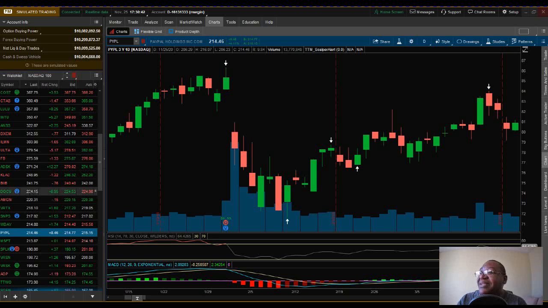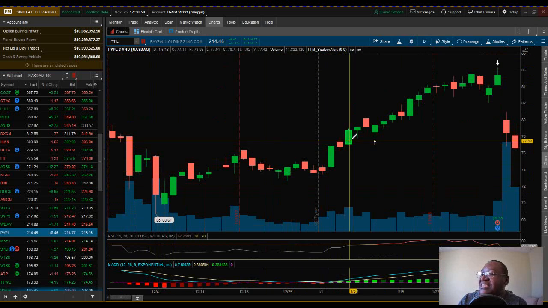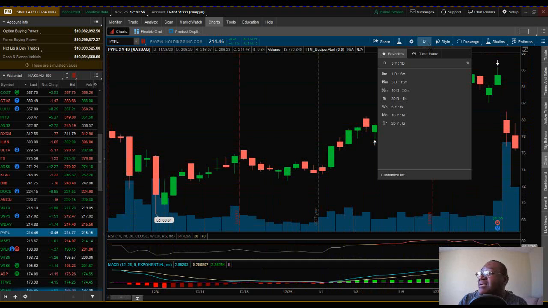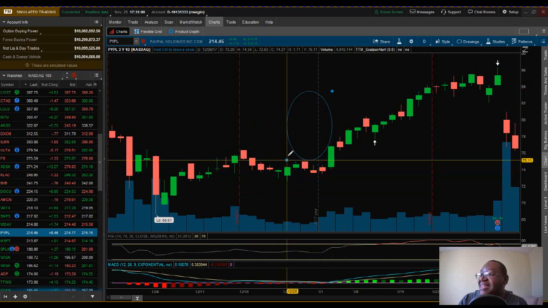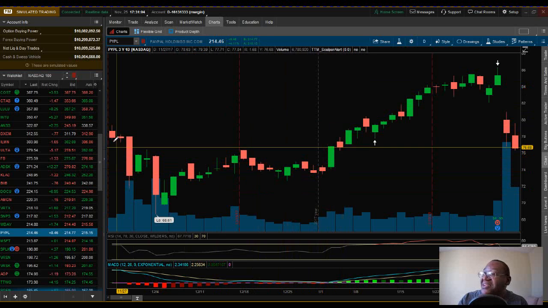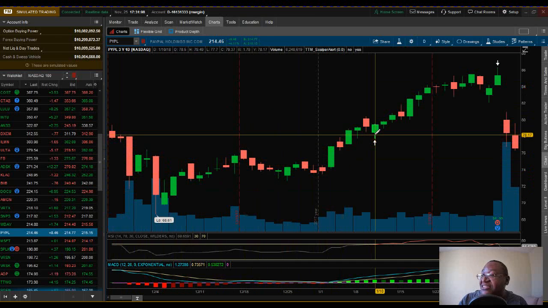What are we looking at here? We are looking at PayPal. Let's go back to the beginning here. This is the PayPal daily chart, a 3-year, 1-day chart. Within a 3-year period, each of these is representing a day, right?